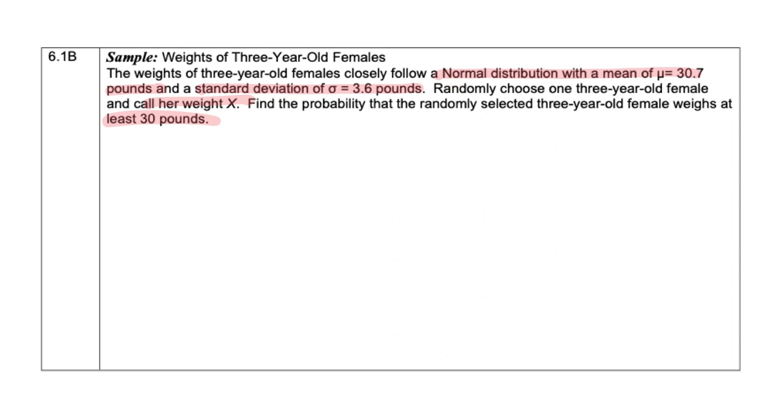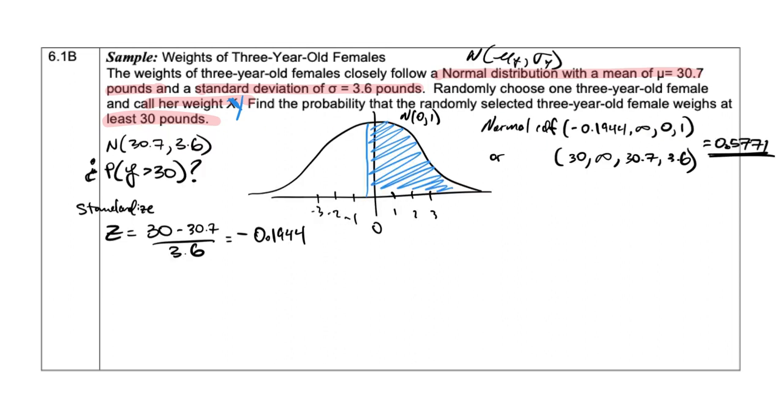We have weights of 3-year-old females, normal distribution with a mean of 30.7 pounds, standard deviation 3.6 pounds. This is where those growth charts come from, by the way. We're going to call our weight Y. I'm going to change it, calling an audible here, because we've been using Y for continuous variables. That's what we have. Find the probability a randomly selected 3-year-old female weighs at least 30 pounds.